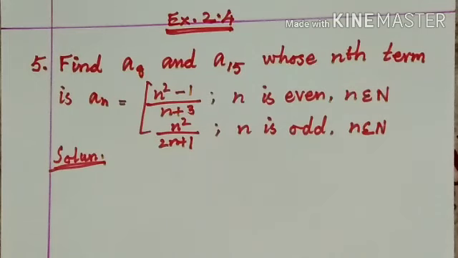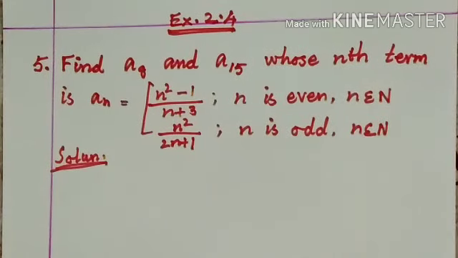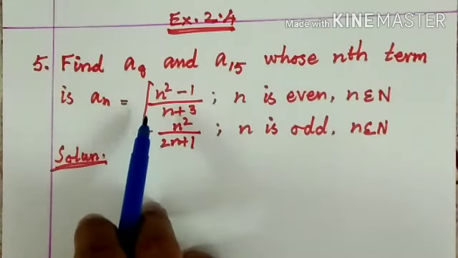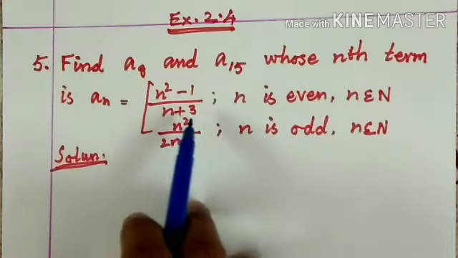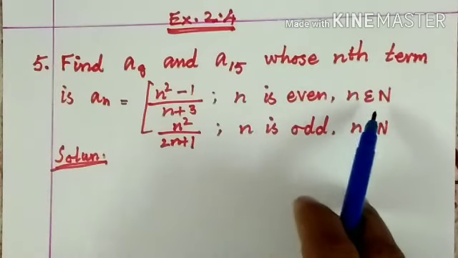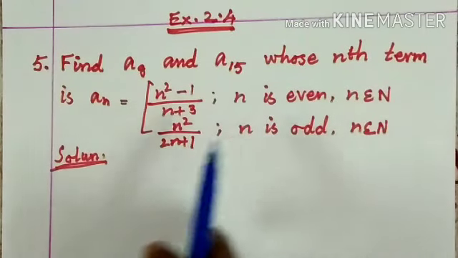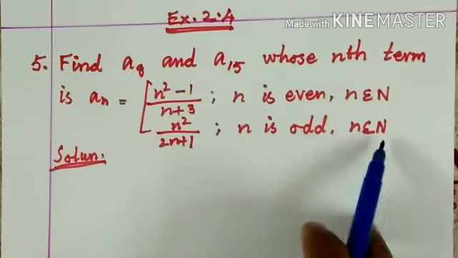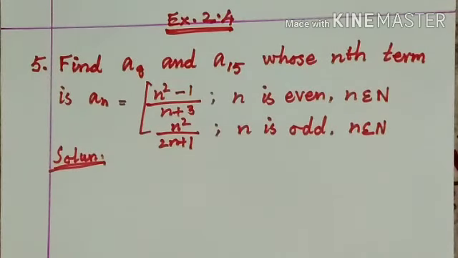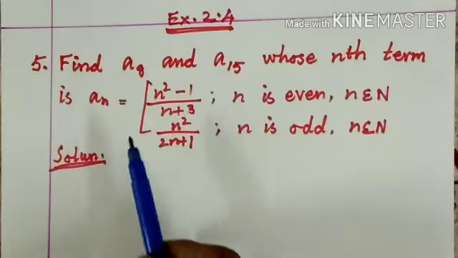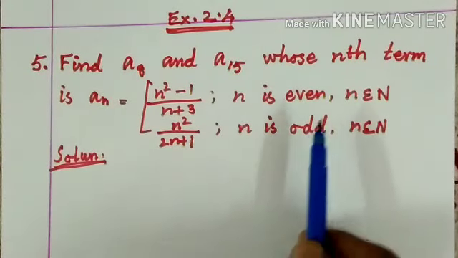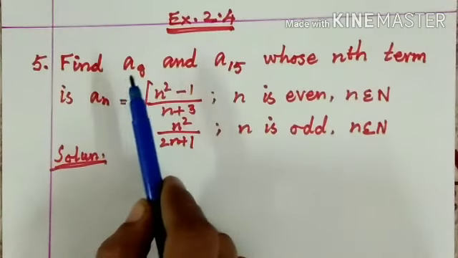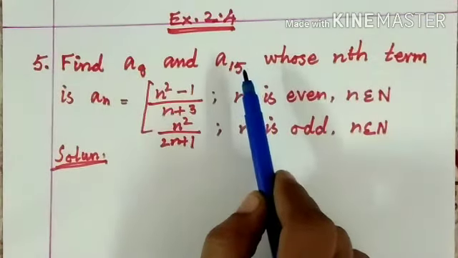See the question. Find A8 and A15 whose nth term is an is equal to (n squared minus 1) by (n plus 3), n is even, n belongs to natural number, and n squared by (2n plus 1), n is odd, n belongs to natural number. In this question, general terms for even numbers and odd numbers are given. Here we have to find A8 and A15.